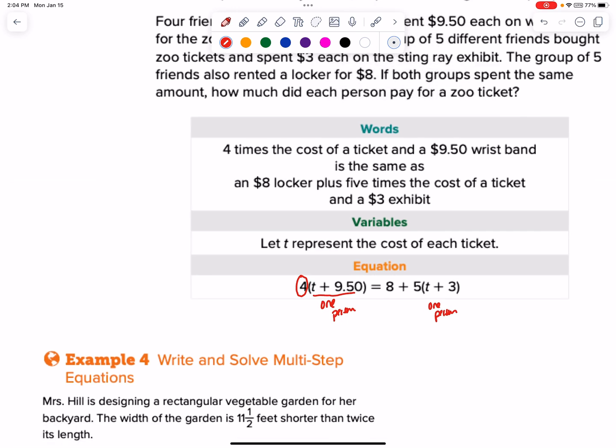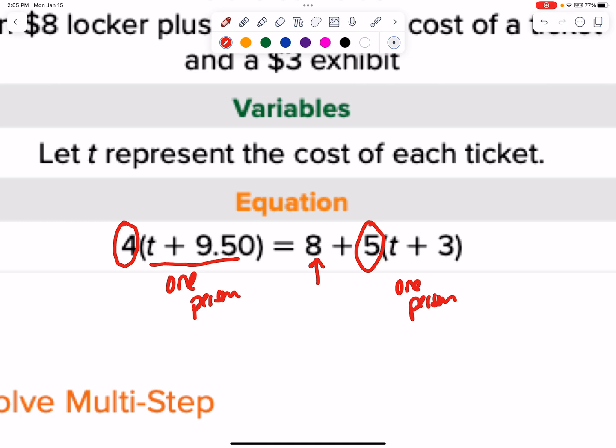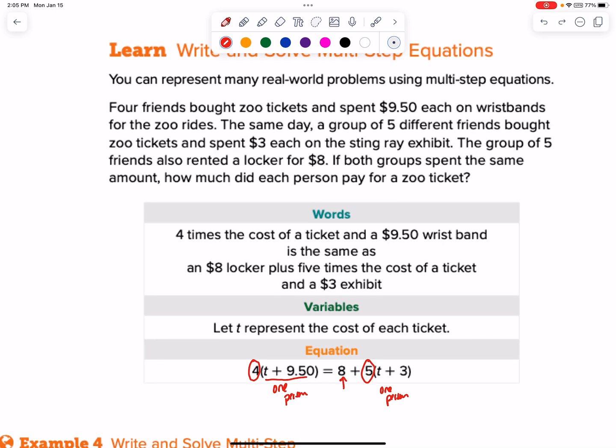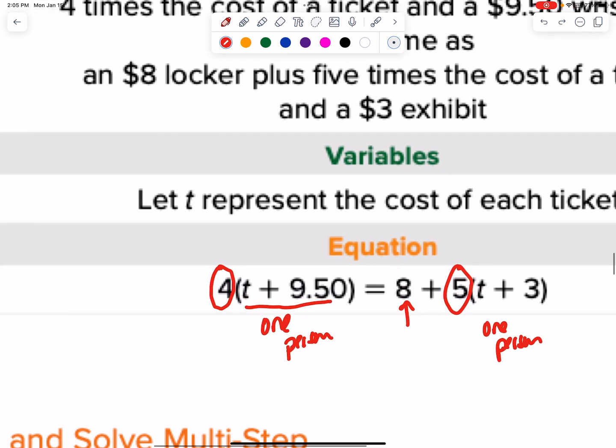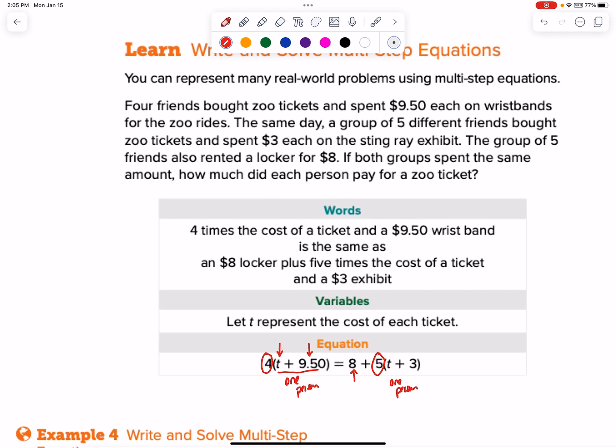And outside of that is the repeated amount, okay? And then whatever's going on in this, there's some other additional $8 thing or something. Let's see what that was, okay? And let's also see, why is the additional $8 not happening to every single person? Okay, it's something separate. So let's see the word problem here. So 4 friends bought zoo tickets, okay? They spent $9.50 each on wristbands for the zoo rides. So you can see they bought a ticket and they spent $9.50 each. Okay, so that's the thing that goes inside that happened to each of them. And that's the one situation.